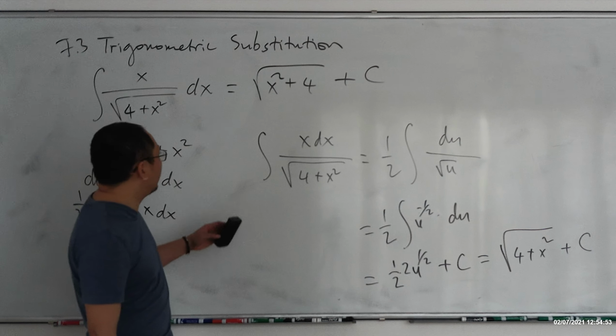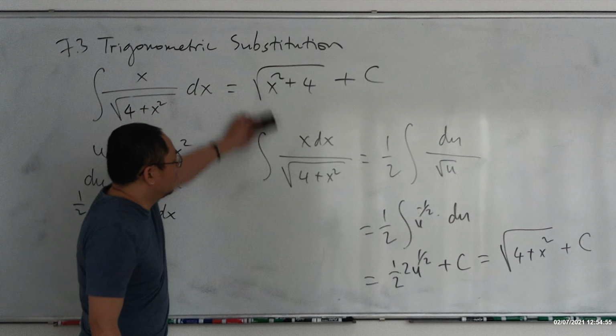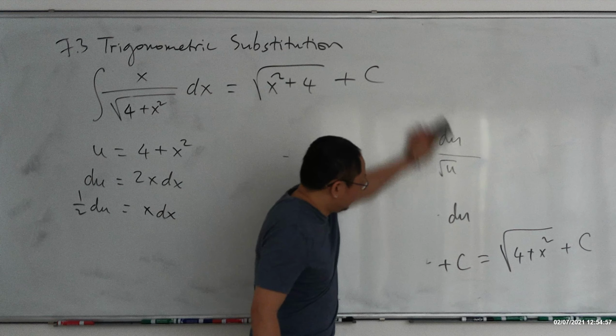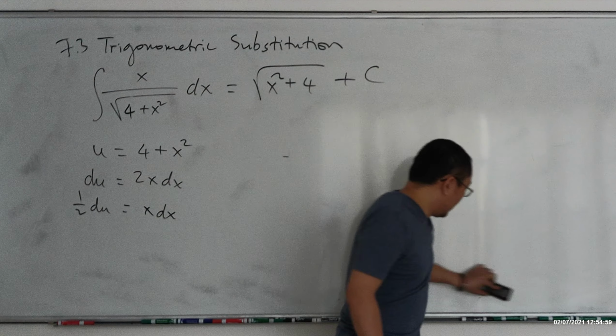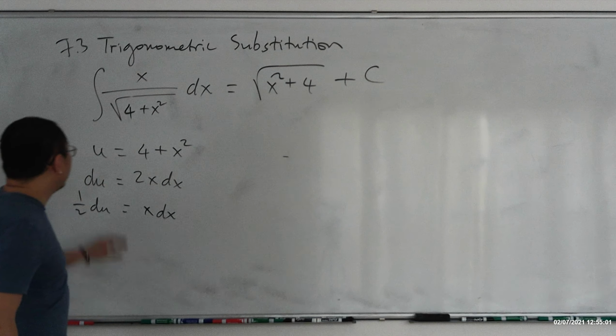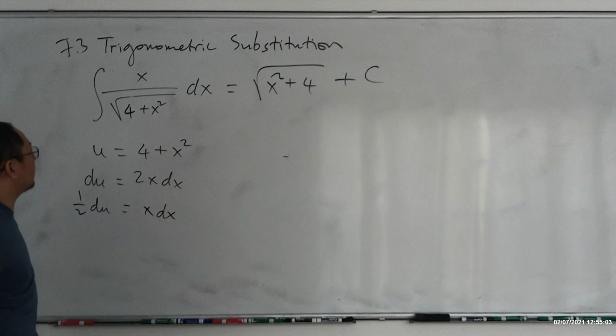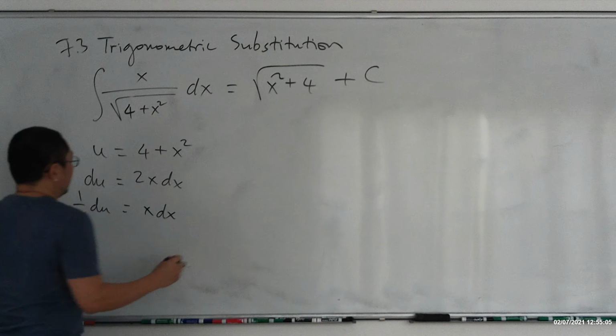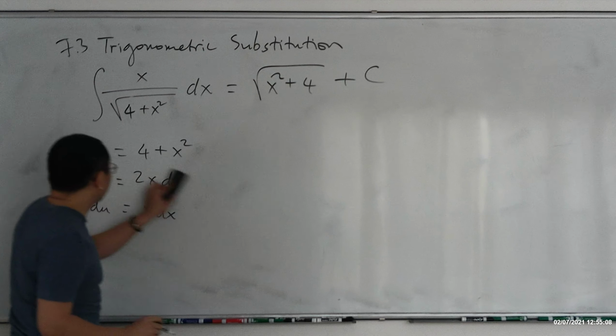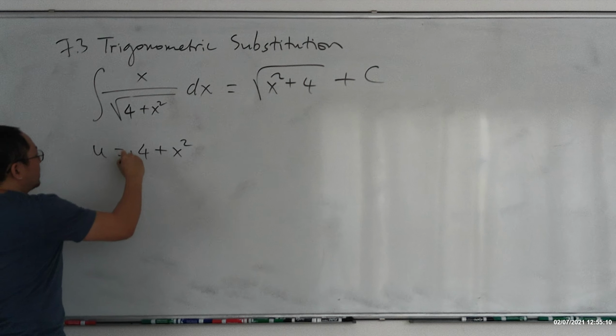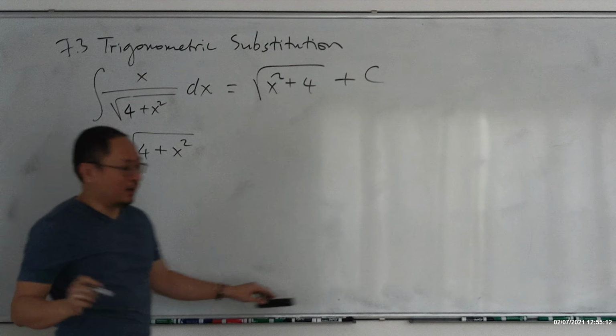Okay, let me show you another way of tackling this problem using u sub again. It's a little bit different than the first sub, but it worked just fine. Okay, instead of let u equal to 4 plus x squared, I'm going to do this. Let u equal to the whole thing on the denominator. So square root of 4 plus x squared. You won't see it in the book.